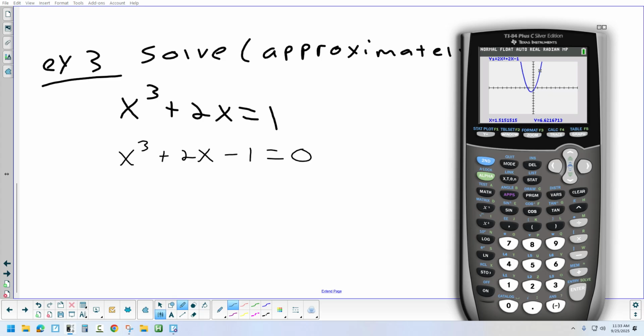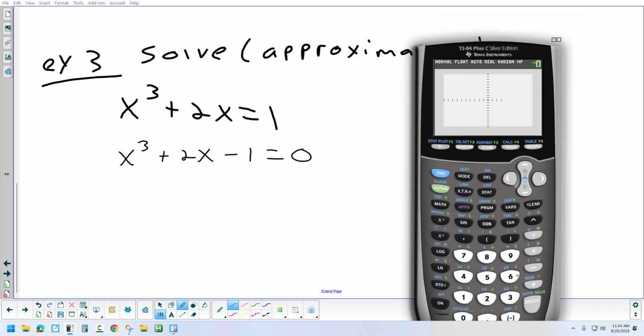Yeah, we got to put it into the calculator. So clear out anything else you have in there. How do you write equals on the calculator? You don't need to. The equal sign is always already there for you. Oh no, you don't plug that in. You just plug in what's on the other side. So x cubed plus 2x minus 1.